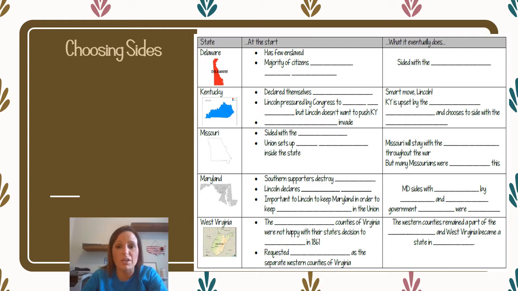After losing 11 of the 35 existing states, Lincoln was aware that the border states were a vital strategy to the Union. Delaware was probably the easiest of the border states to persuade to stay in the Union. It was the northernmost of the border states, close to the key Union city of Philadelphia, had few slaves, and a majority of their citizens supported the Union.